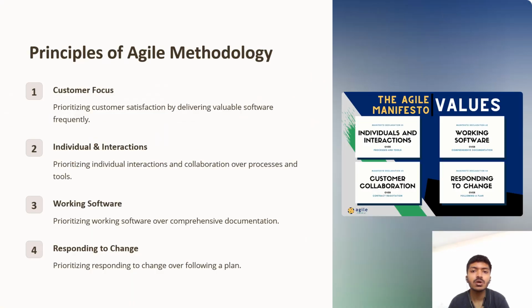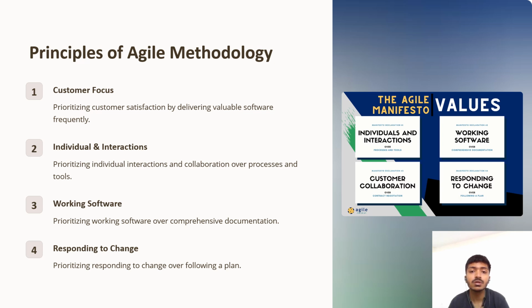So now let's talk about the principles of agile methodology. The first one is customer satisfaction. Agile methodology places a strong emphasis on satisfying the customer through early and continuous delivery of valuable software. This principle ensures the development process is aligned with the customer's needs and expectations.